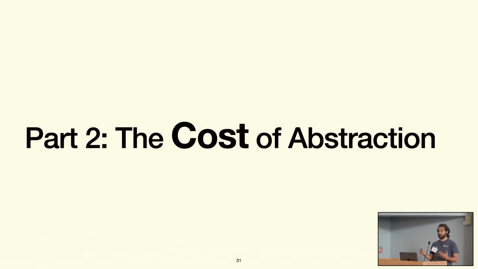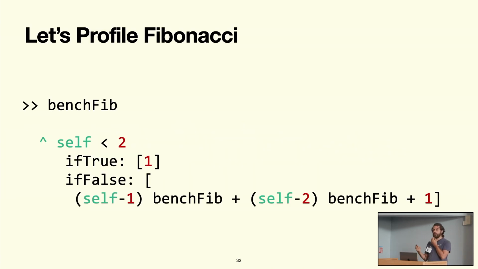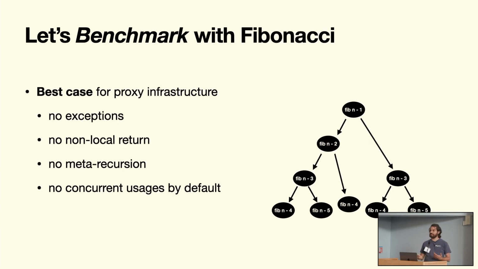I started to think, OK, how can I check what is the cost of this thing? And I said, OK, let's profile and benchmark Fibonacci. I don't know, that's another arbitrary choice. Why not factorial? Actually, because Fibonacci looked to me a bit more interesting. First, Fibonacci is a good case for the proxy because it always goes through the happy path. It has no local returns. It doesn't have exceptions. It doesn't have meta recursions because I'm not going to call Fibonacci in the instrumentation. And it doesn't have concurrent usages by default.